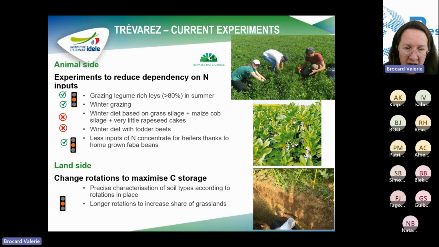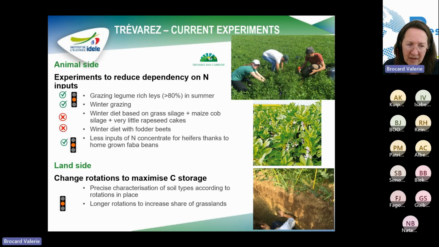And we've been decreasing the nitrogen concentrate for heifers thanks to homegrown faba beans. So it works. You can replace rapeseed by homegrown faba beans in the diet for heifers and have good growth rates. The only problem is that we don't have regular good yields for faba beans in Western Brittany because it's too wet. So when you have a good yield, it's okay, but when you have a low yield, the production cost is increased. So it's a good way to decrease the carbon footprint if you manage to have good yields, but you cannot have good yields every year.